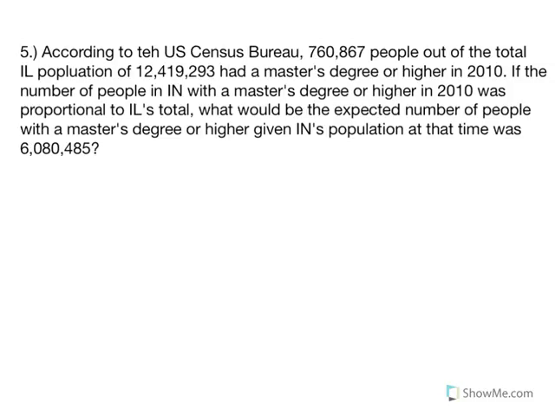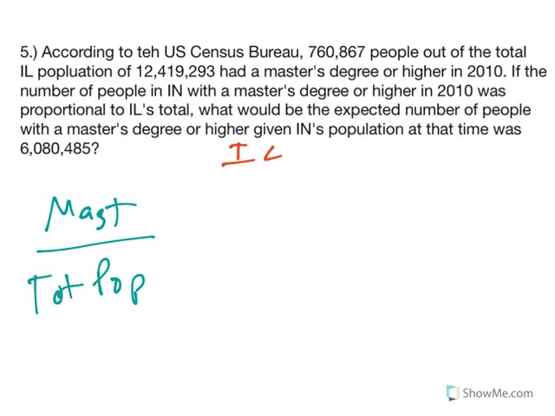According to the U.S. Census Bureau, 760,867 people out of the total Illinois population of big numbers have a master's degree or higher in 2010. If the number of people in Indiana with a master's degree or higher was proportional to Illinois, what would be the expected number of people with a master's degree given Indiana's population? So we are talking about masters compared to the total population. And we are comparing Illinois and Indiana.